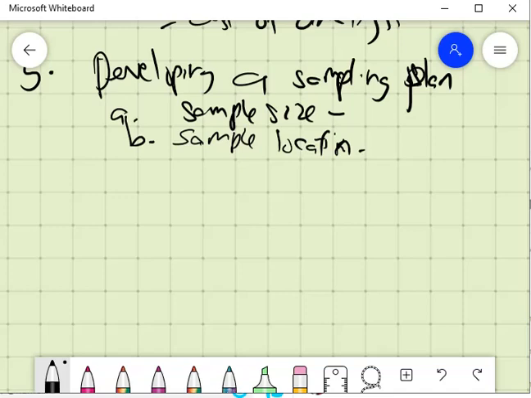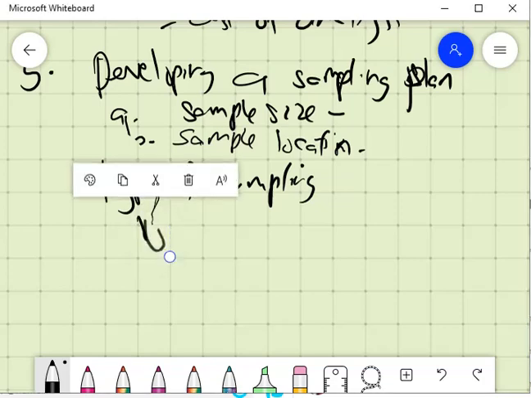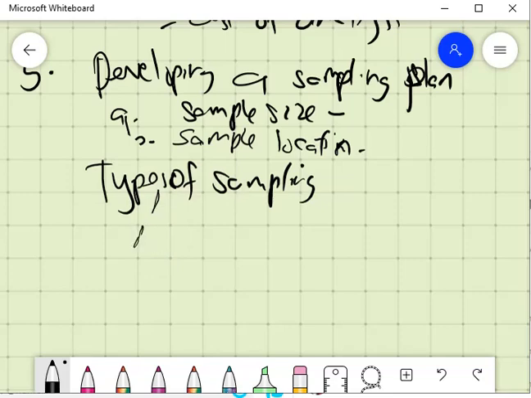Okay, so we have the different types of sampling. Mao na ni akong gingon ninyo nga how you take samples. So first, we could have random sampling. Random sampling meaning kuha diri, kuha dito, something like that.